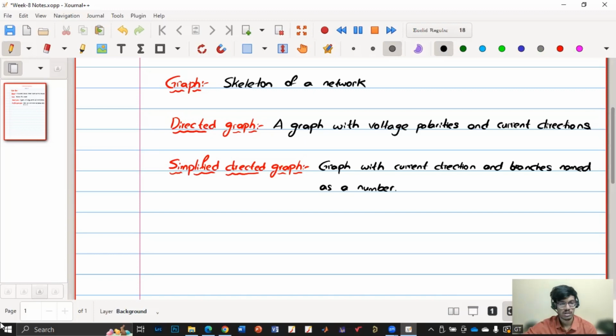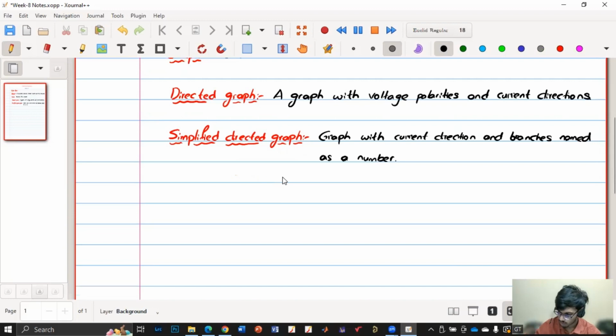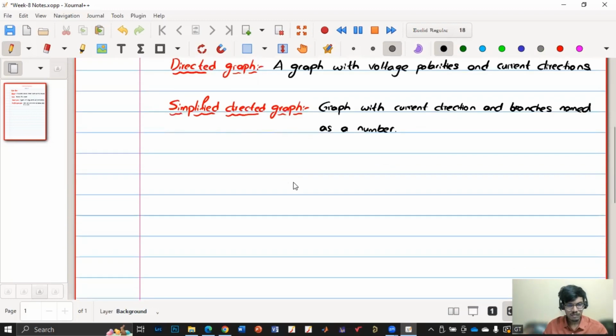These are basic definitions. Let me consider one quick example that Sir has mentioned in his lecture notes. We'll consider the same example. So let me consider this example. So here we have this circuit.